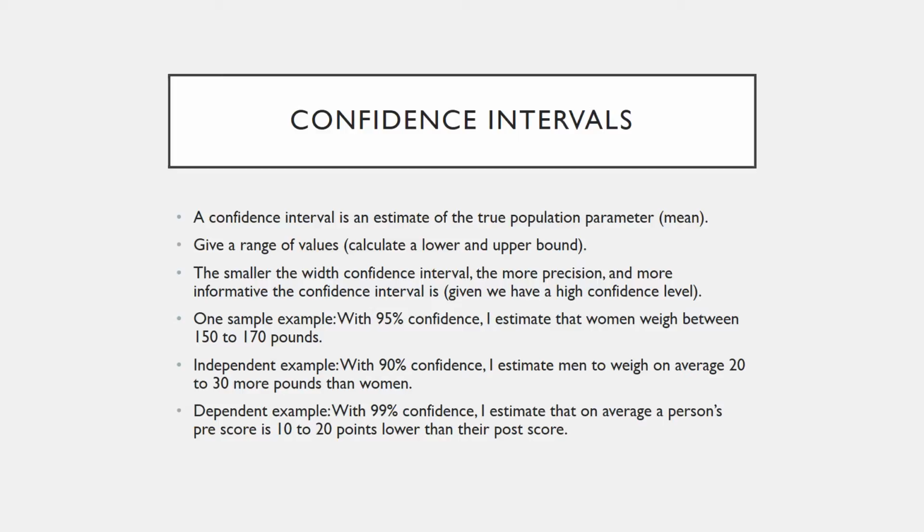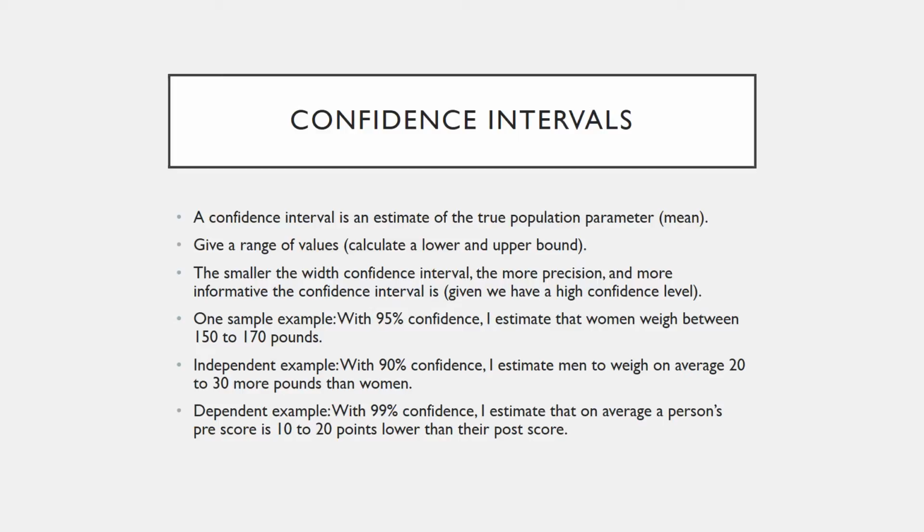So the smaller, the more precise, and generally the more informative. Unless you have a really low confidence level, then that's not informative at all. We'll go over what that means a little later on, but as long as you have a good confidence level and you have a precise confidence interval, then you have more precision and it's more informative. So I'll go over some examples.